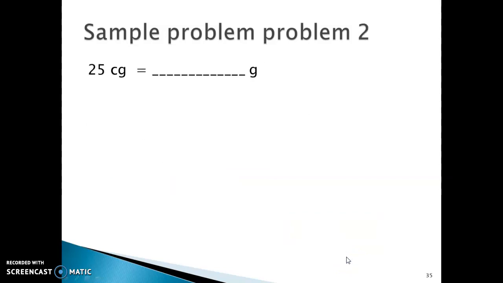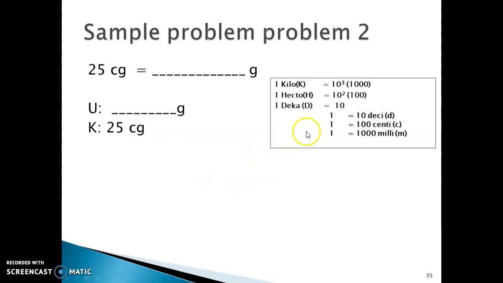We're going to go from cg to g. If you know what the c stands for, it's centi. All right, so we want to know grams, we know centigrams, and let's bring the chart up here and take a look at the grams and the centigrams. So there's 100 centigrams in 1 gram.